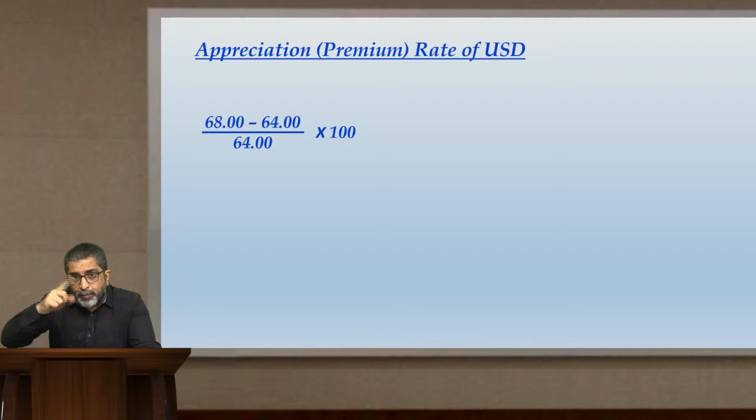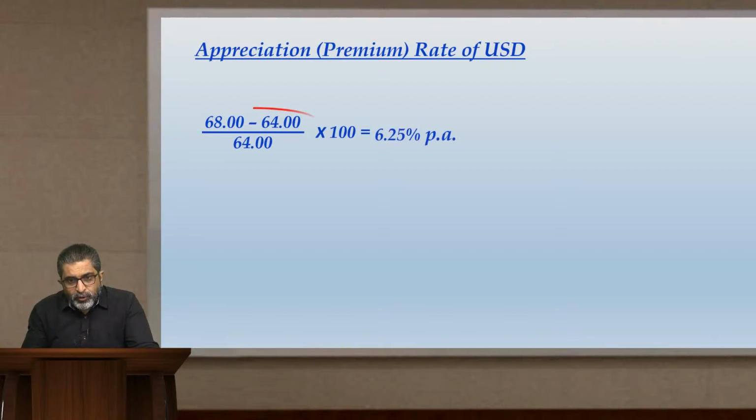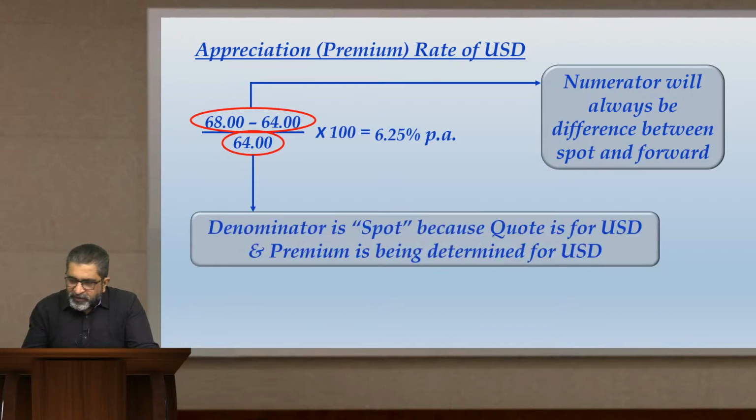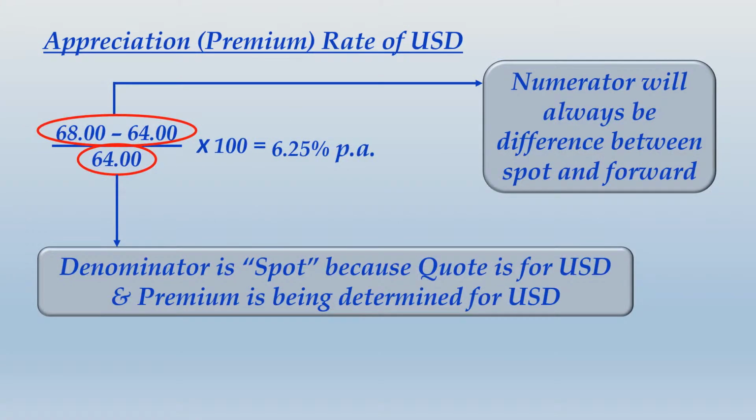Mind it, the period of forward was 1 year, so we don't have to make any time adjustment. If the period of forward was shorter than 1 year, then you will have to fix it up, because this premium or discount rate should always be mentioned in terms of per annum. So 6.25% per annum. The numerator will always be the difference between the spot and forward rate, and the denominator in this case we took as the spot rate because the quote was given for USD and you are determining the premium for USD. So quickly take note of this and then I take you ahead.